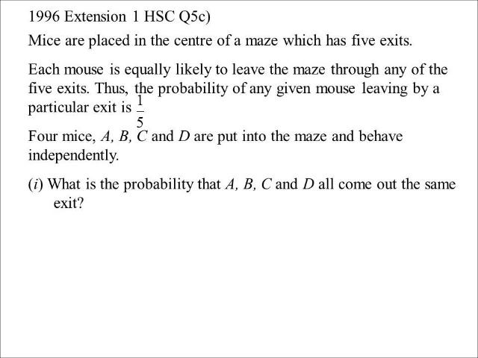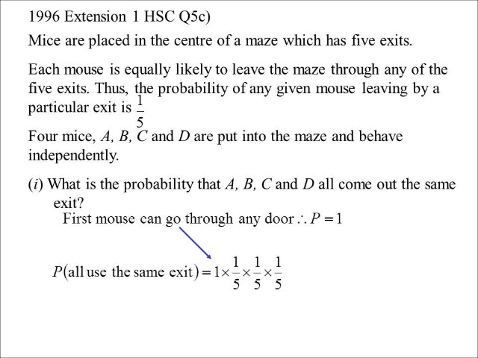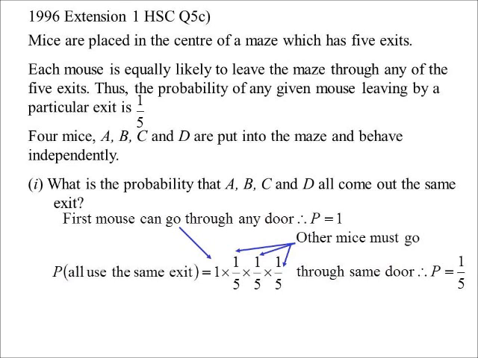Now, I can do it via probabilities rather than just individual counting, because I'm doing the possibilities and the number of outcomes all in one hit by doing probability. So the way I do this, probability they all use the same exit. Well, the first mouse could go through any door. So there's a probability of 1 that it could leave through any exit. But then once we've done that, we've said B, C, and D all go out the same. So there's a 1 in 5 chance that B goes through that same door, a 1 in 5 chance that C goes through the same door, a 1 in 5 chance that D goes through the same door. And so that equals 1 in 125.